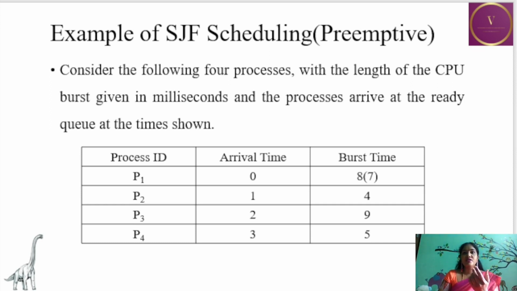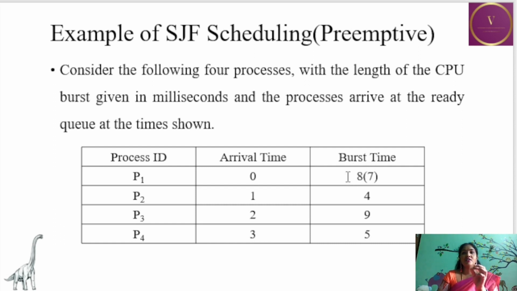Let's see that. Consider the following four processes, with the length of the CPU burst given in milliseconds, and the processes arrive at the ready queue at the times shown. First, let's understand the question. The process IDs are P1, P2, P3 and P4, and you have to remember that here you have a column called arrival time. Since it is preemptive, you have to understand when each process is arriving. So you have an arrival time and a burst time.